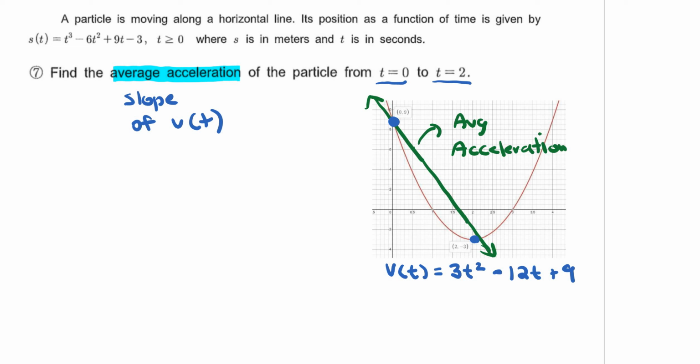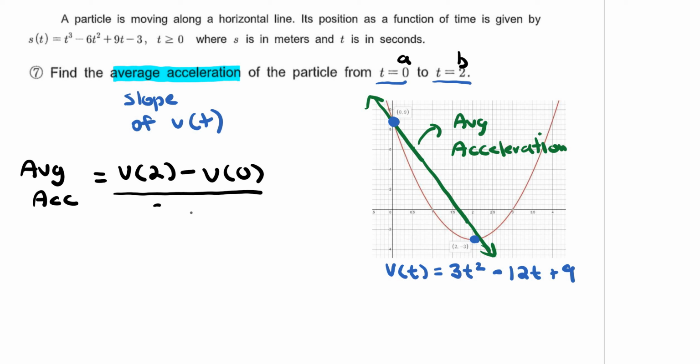And the best way to do this now is write down average acceleration, and that equals v of 2 minus v of 0, right? This is your final time, that's your initial time, all divided by 2 minus 0. So it's pretty much the same thing as y2 minus y1 over x2 minus x1. All right, so what's v of 2? Well, if I look at my graph right here, when the time is 2, the height that I have there is negative 3.